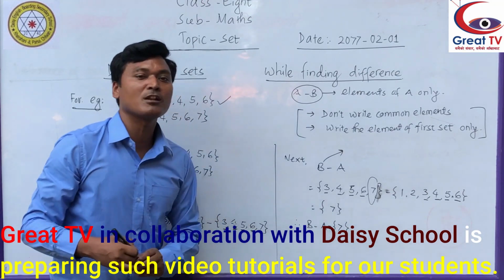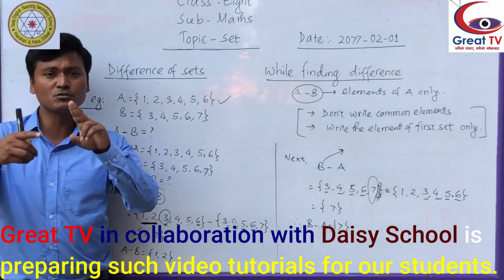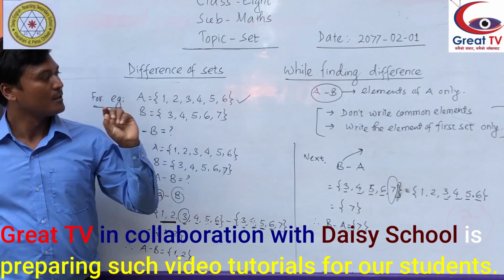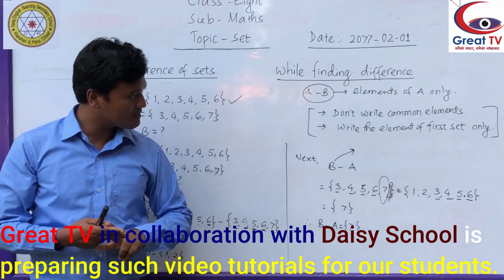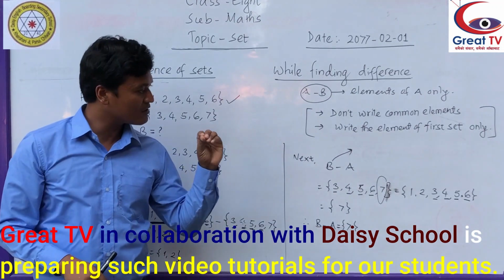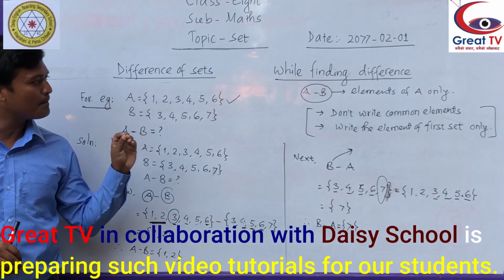So by using this simple idea, you have to know two main things. While finding the difference between any two sets, don't write common elements. Write the remaining elements of the first set only. So this is the first example.